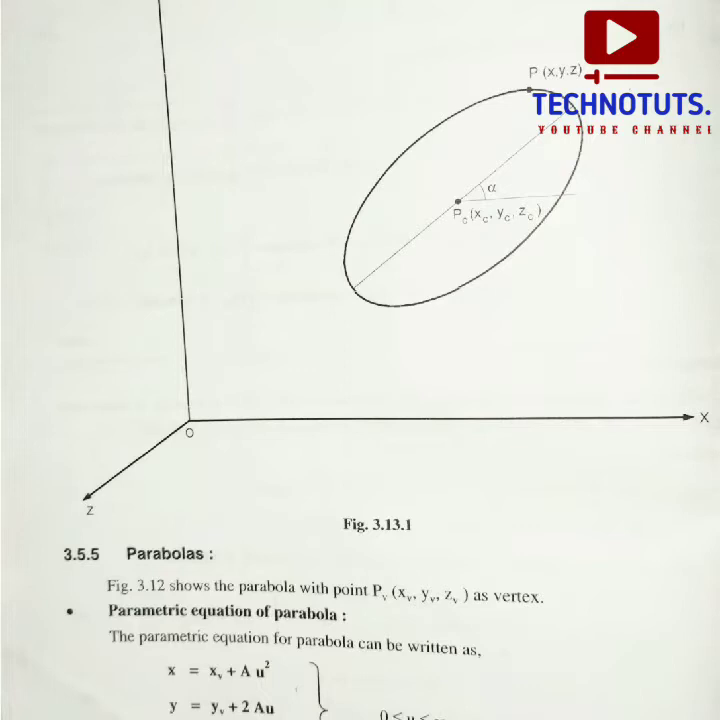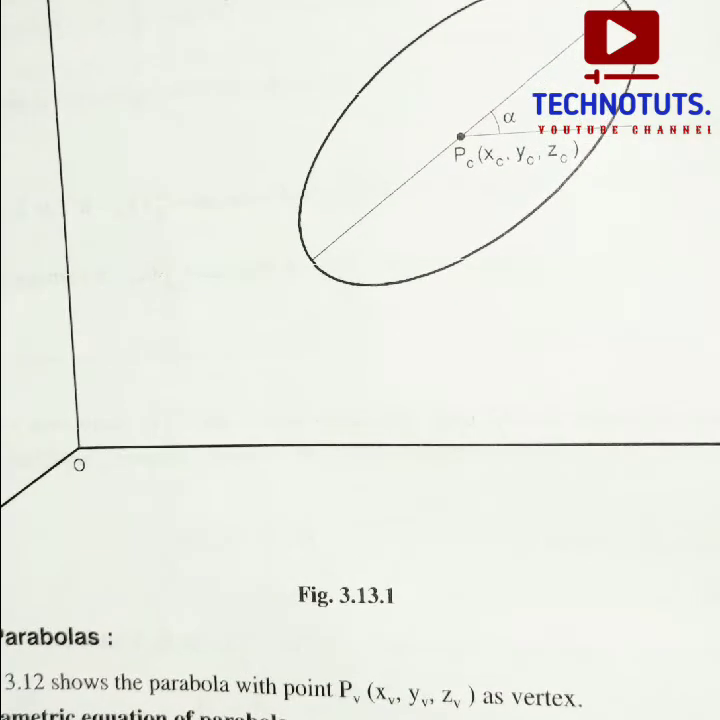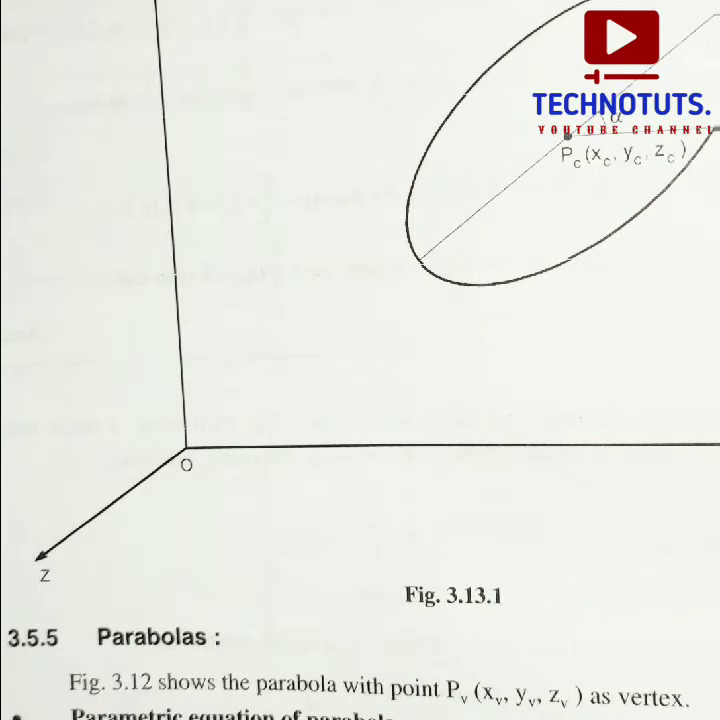So let us start. The parametric equations of parabola can be represented as x is equal to xv plus a into u square, y is equal to yv plus 2 into au, and z is equal to zv, where value of u varies from 0 to infinity.